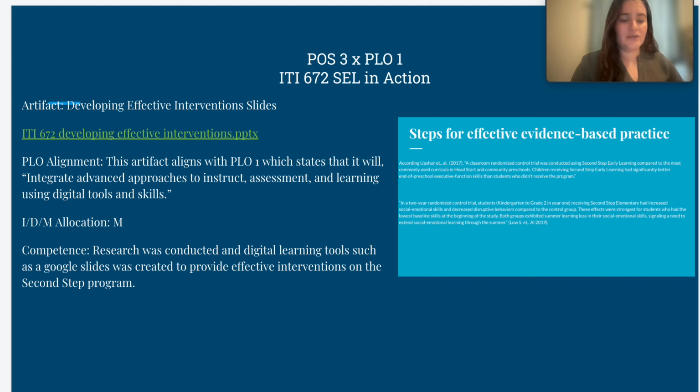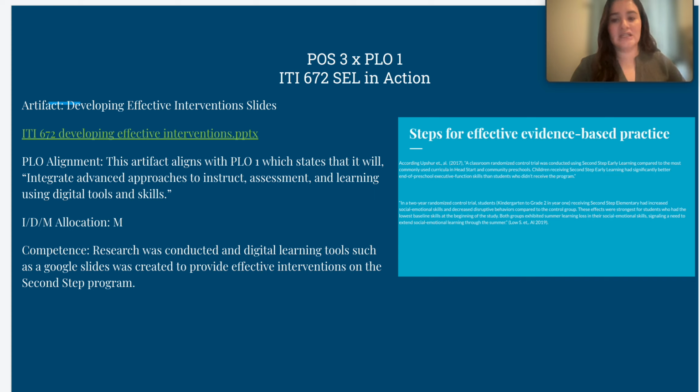I focused on the Second Step program because I'm currently using this curriculum in the classroom myself. Therefore, all the information that I researched on this program was information that I was able to apply in the classroom every day.